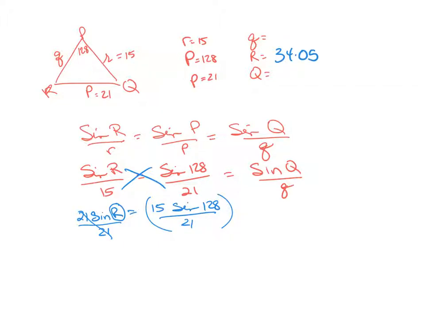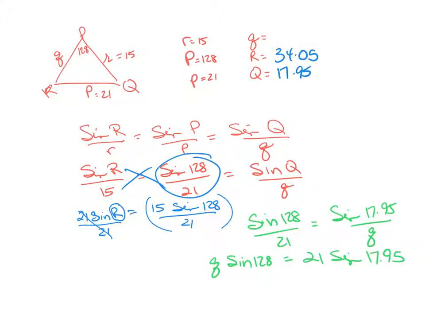If we know big P and big R, can we find big Q? Yeah. What do angles have to add up to? 180. So take 180 minus 128 minus 34.05.